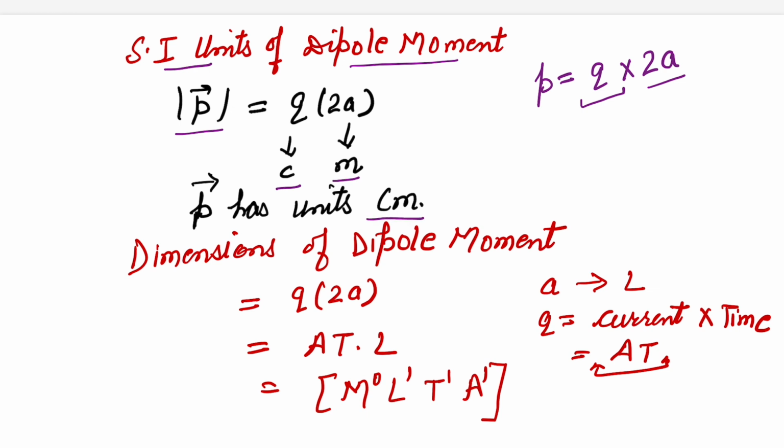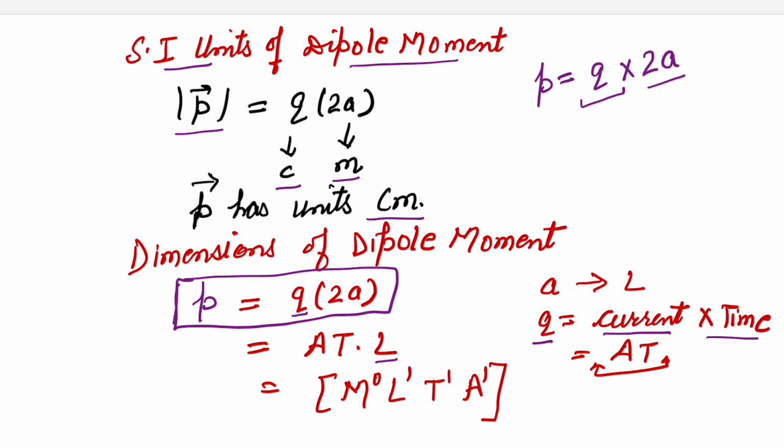The dimensions of dipole moment can be calculated by starting from the equation of dipole moment, which is P is equal to q into 2a. For a, the dimension is length, and for q, the charge, it is written as the product of current into time, because we know that current is the rate of change of charge with respect to time. Current is measured in amperes, so we write A here and the time as capital T. So it will be A T L, and there is no mass involved, so we write M raised to power 0. L, the power is 1, T, the power is 1, and A with power 1. So the dipole moment has these dimensions.